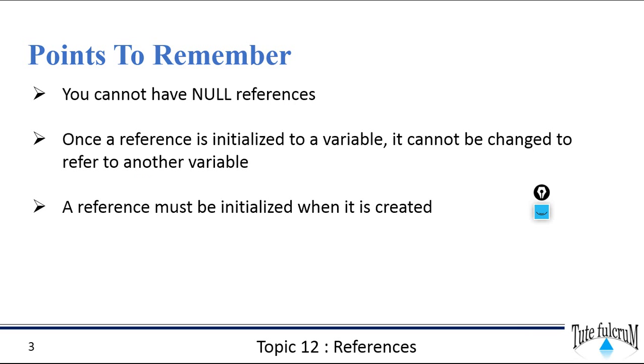The last point: a reference must be initialized when it is created. You cannot have an uninitialized reference variable. That is, you cannot have a statement simply like this. This is not possible. You need to always initialize a reference variable to an already existing variable. So this is about the reference variable in C++. This is very powerful. We'll see the applications of references in the coming sessions. So keep watching.